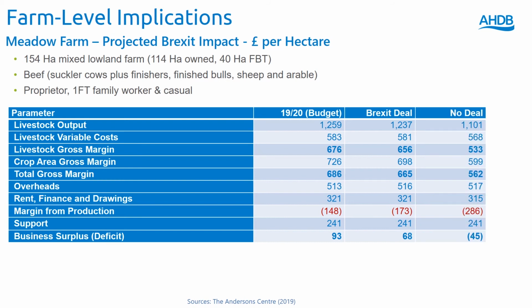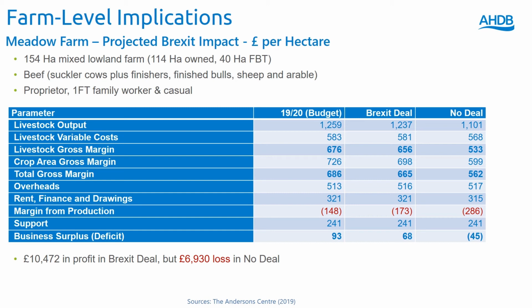Performance not quite as good under the baseline budgetary projections. But under no deal, of course, this impact becomes much more pronounced. Significant decreases taking place within the sheep meat sector, in particular with regards to price, and that in turn drives a more substantial loss from production, equating to about £286 per hectare in this context. So even if support is kept at the same level, this farm starts to generate a loss. And if we look at that across the farm as a whole under a no deal context, it's almost £7,000 loss that's being generated.